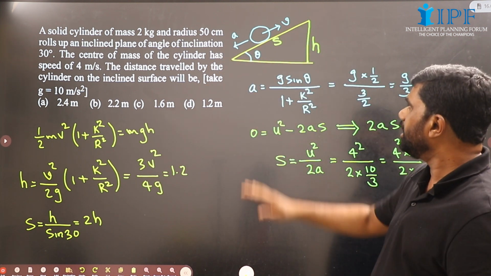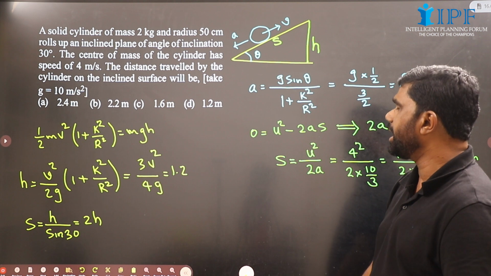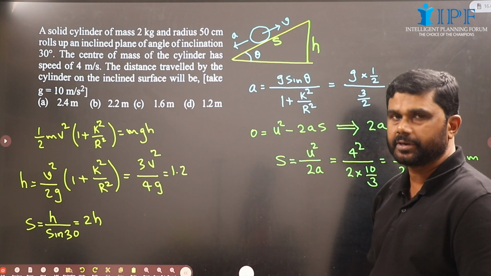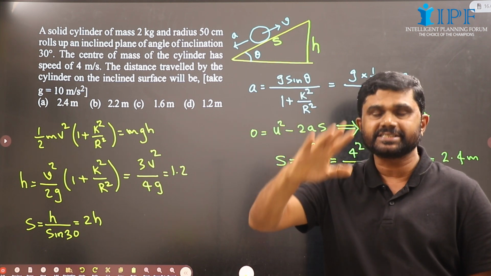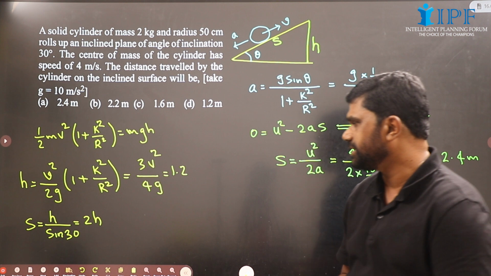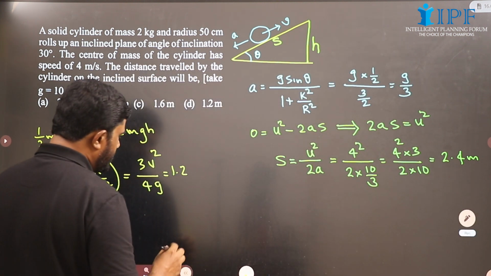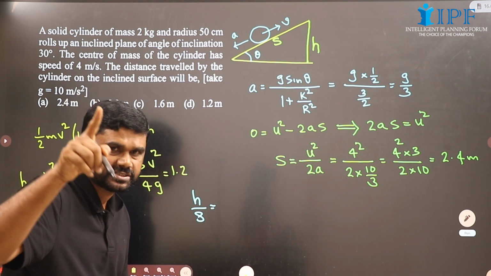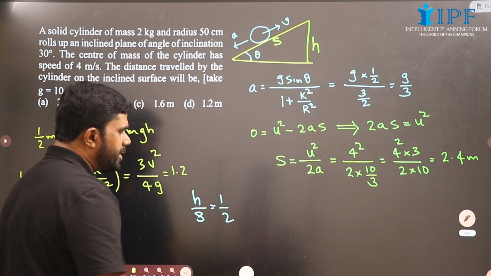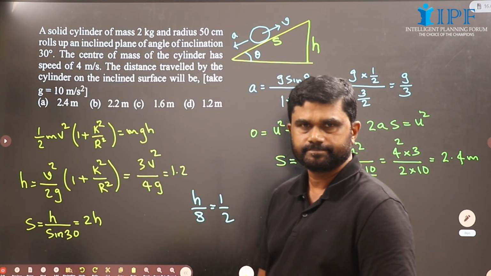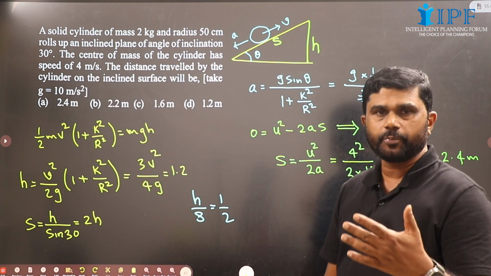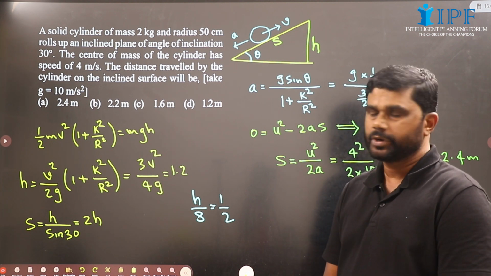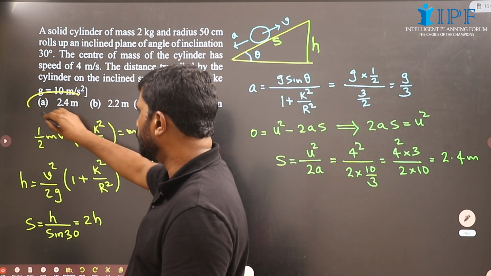Children, here we have a right angle triangle, and this is the angle theta. h is the opposite side and s is the hypotenuse. So h by s is sine theta. h divided by s is equal to sine theta, means sine 30, that is equal to 1 by 2. So s will be 2h. h is 1.2. So s will be 1.2 into 2, that is 2.4. Okay, here we have 2.4, right?